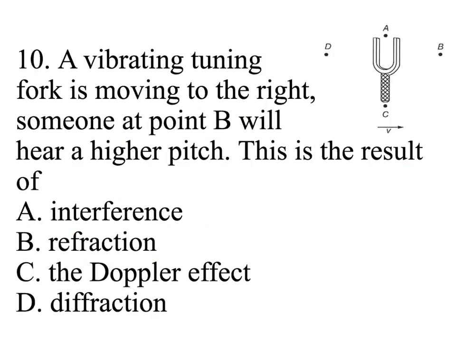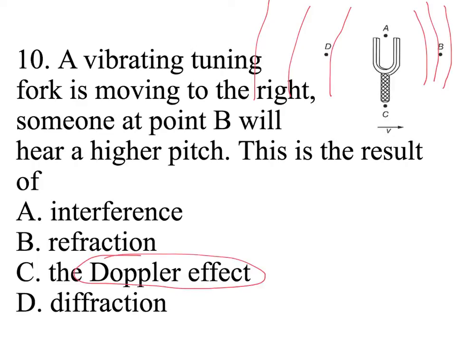A vibrating tuning fork is moving to the right. Someone at point B hears a higher frequency. Someone at point D over here would be hearing a lower frequency, and that's the Doppler effect in action. The waves on this side are being compressed. They're close together, so it's a higher frequency, and these are being stretched out because the whole thing is moving to the right.